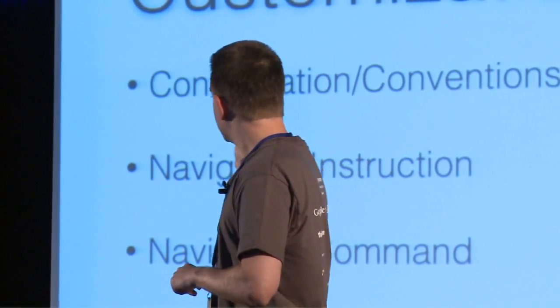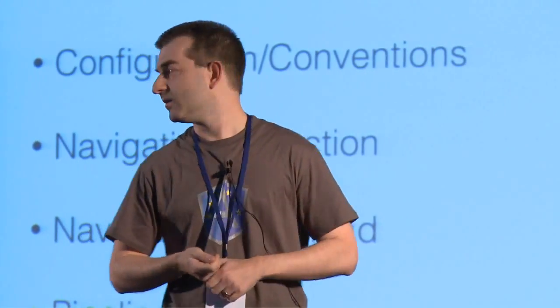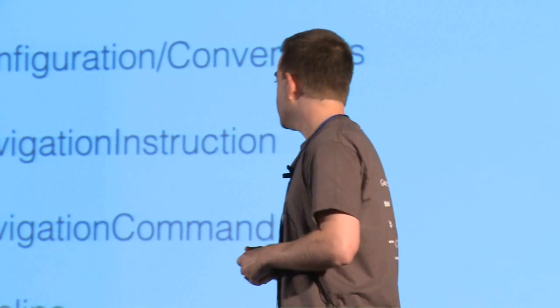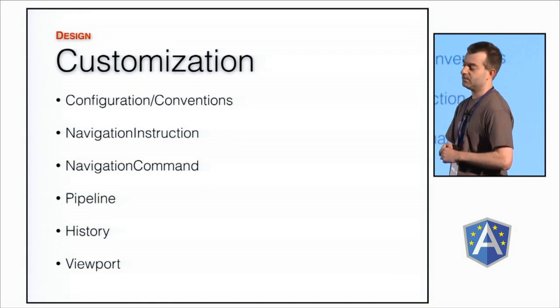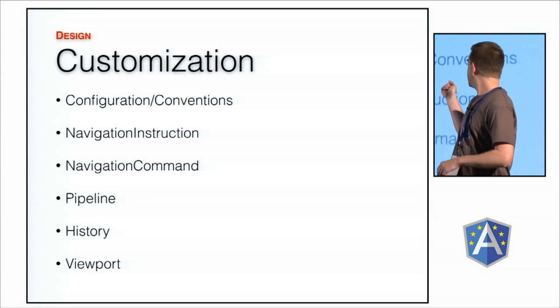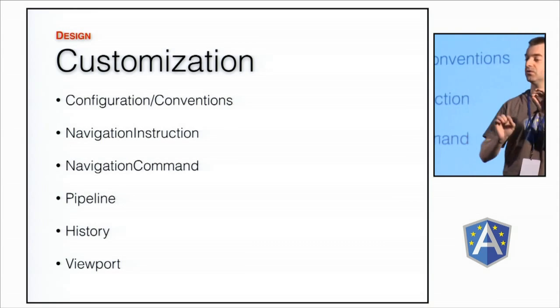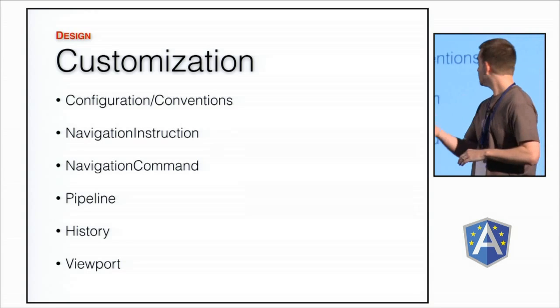But the model for configuration is separate from the API for configuration. So it means if you want, you can build your own set of conventions on top of our data model or write your own configuration API. We talked about navigation instructions and navigation commands as key extensibility points of the router pipeline. Navigation commands you can plug into your controllers and control on a per controller basis how navigation is happening.